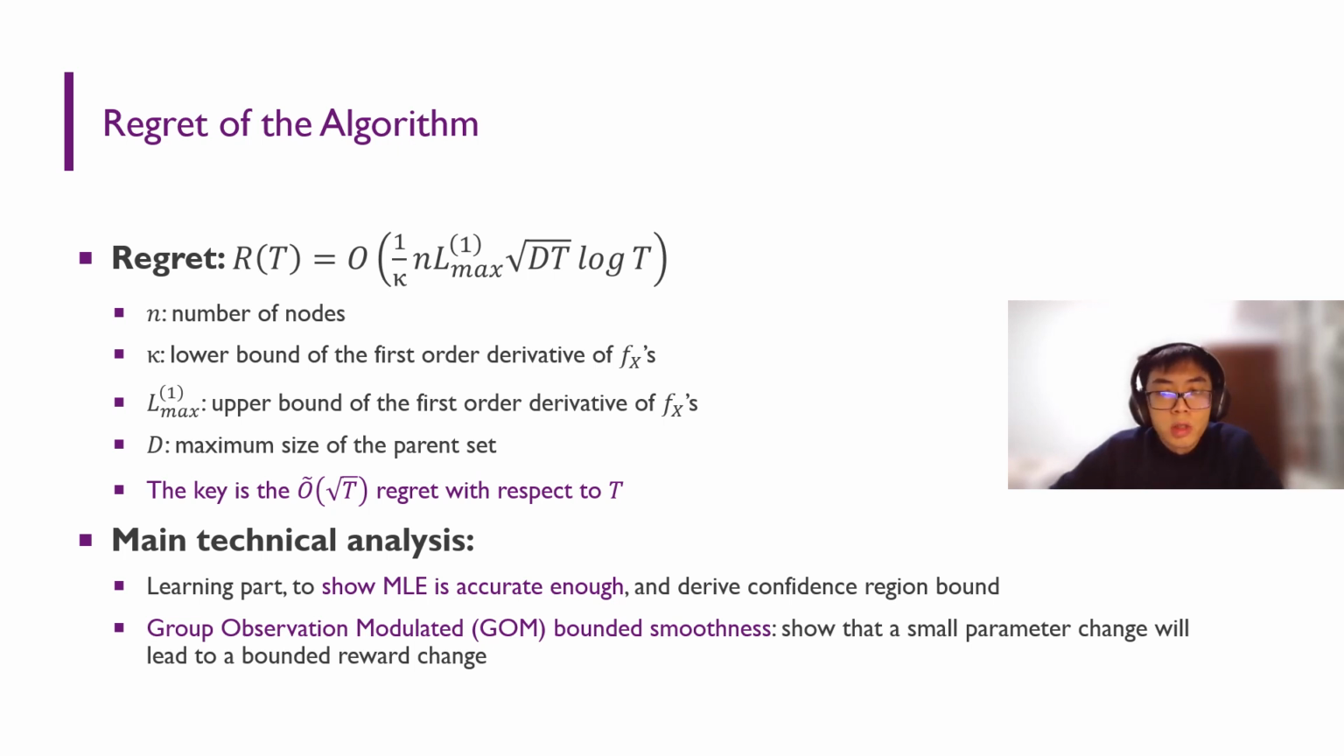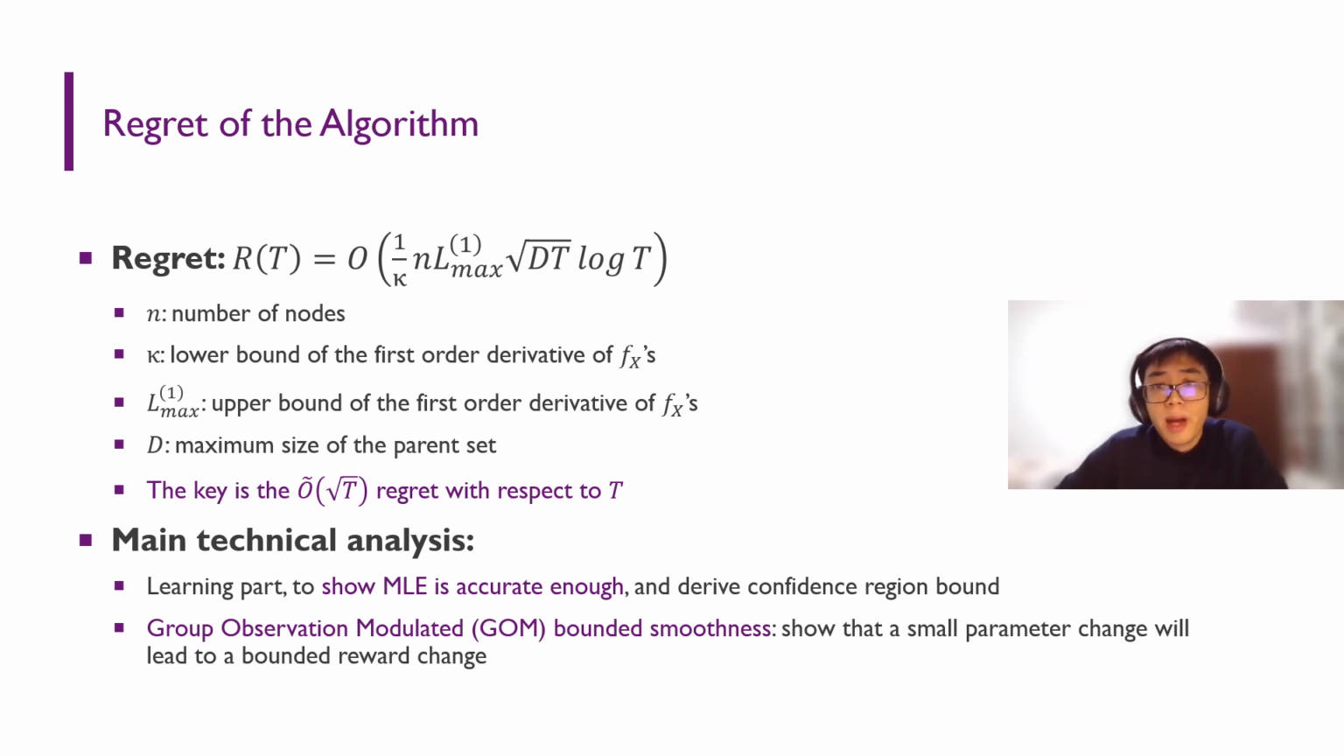The regret is O(sqrt(T) log T). The constants rely on the graph size and our assumptions. Our regret bound is polynomial in these constants.